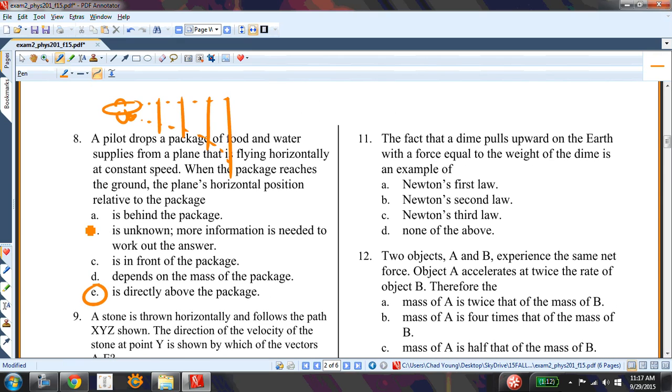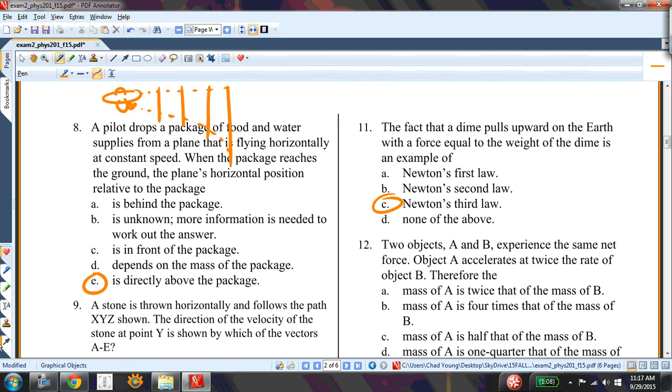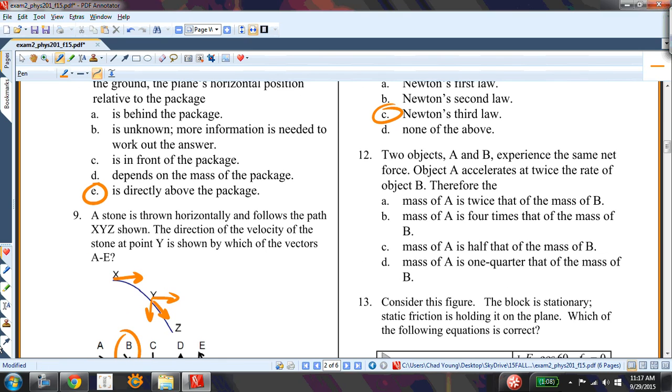The fact that a dime pulls upward on the Earth with a force equal to the weight of the dime is third law. Two objects A and B experience the same net force. Object A accelerates at twice the rate of B. Therefore, well, I know F equals ma.